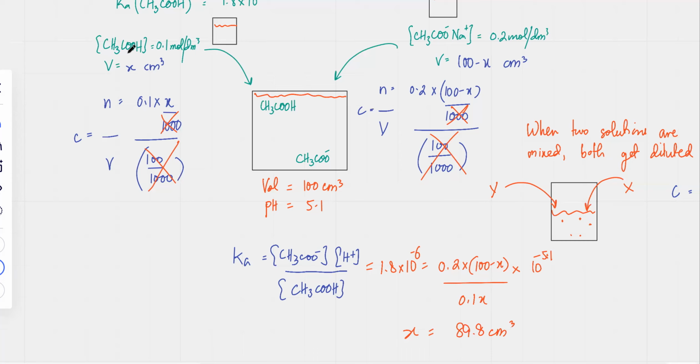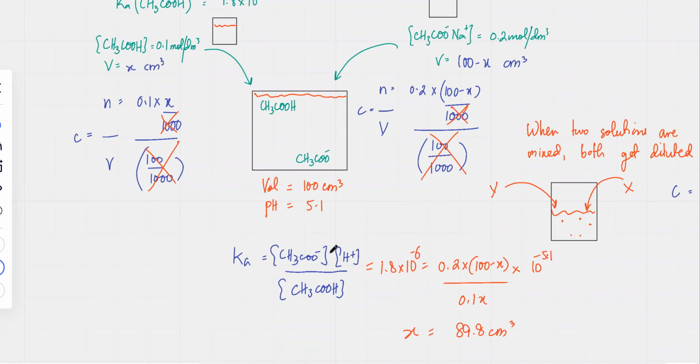Value of X means that there is 89.8 cm cube of ethanoic acid that's being added, and the conjugate base that's being added is around 11.2 or 10.2. Is this question clear? Yes, sir. Yes.